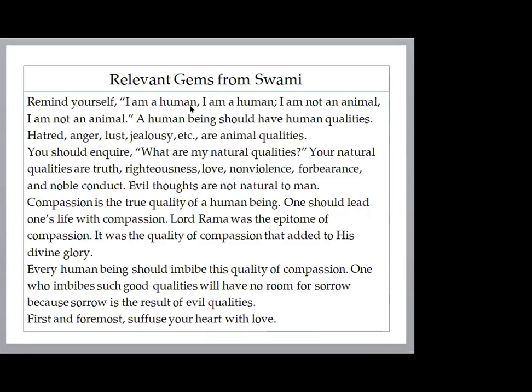Remind yourself, I am human, I am human, I am not an animal, I am not an animal. A human being should have human qualities. Hatred, anger, lust, jealousy, etc. are animal qualities. You should inquire, what are my natural qualities? Your natural qualities are truth, righteousness, love, non-violence, forbearance, and noble conduct.